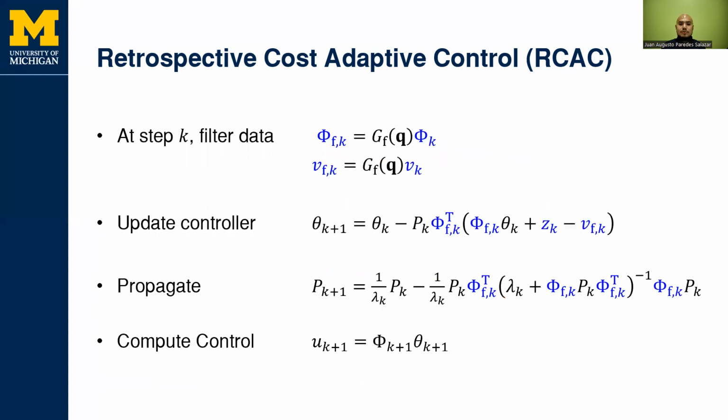As was mentioned before, due to the quadratic and convex structure of the retrospective cost function, a closed-form solution for the optimization problem at each discrete time step can be determined via recursive least squares. At each step, the data is filtered by G_f. Then the control parameters, that is theta, are updated, and the recursive least squares covariance is propagated. Finally, using the regressor and theta, the control output is computed.